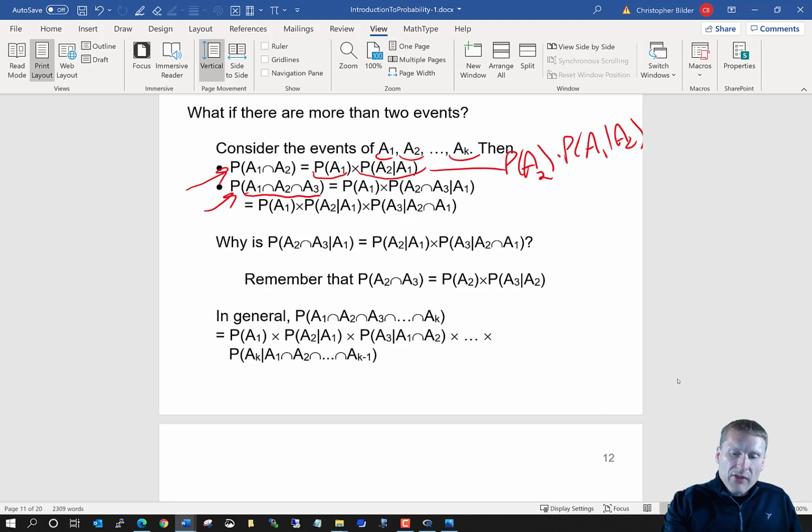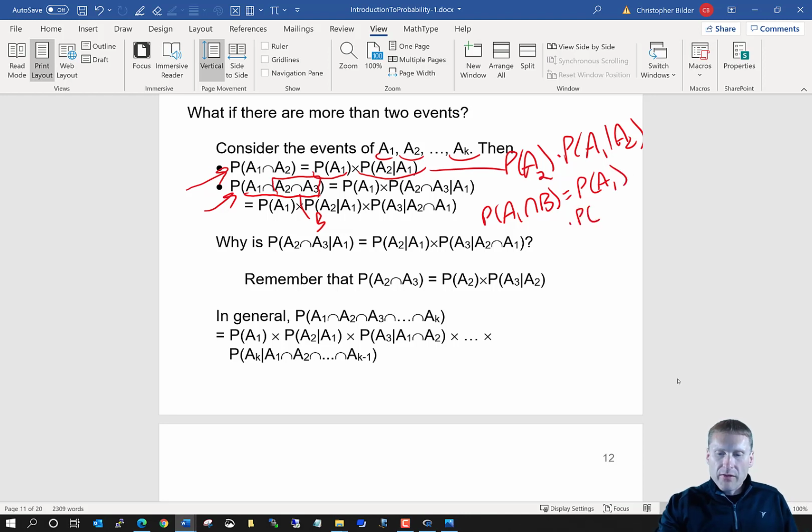Well, how about we just think of this part right here, A2 intersect A3, as, let's say, B. And we would simply write that out as the probability of A1 intersect B, which is the probability of A1 times the probability of B given A1. Well, just write out what that B is, and that's how you get that expression. But we can go further.